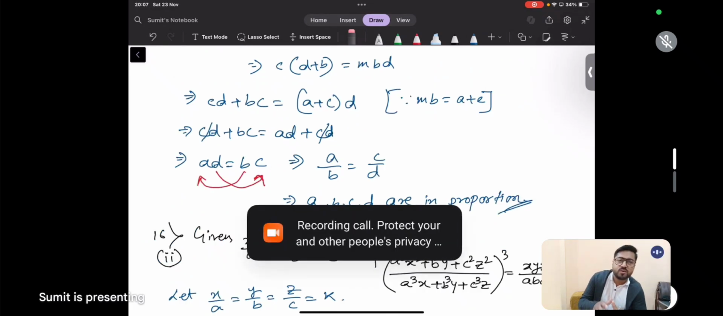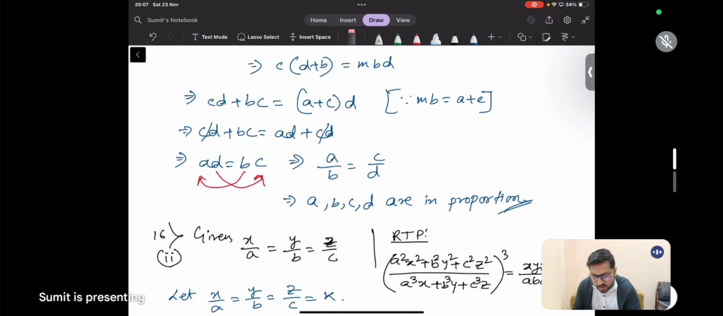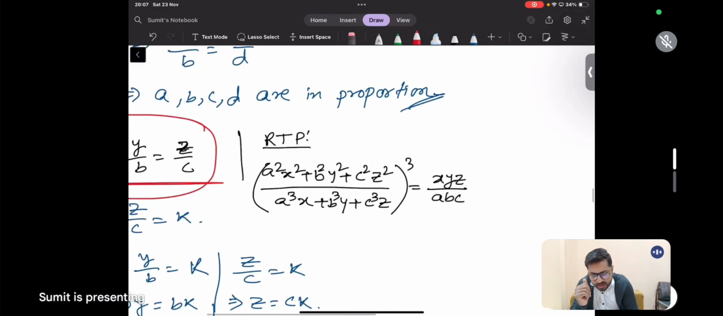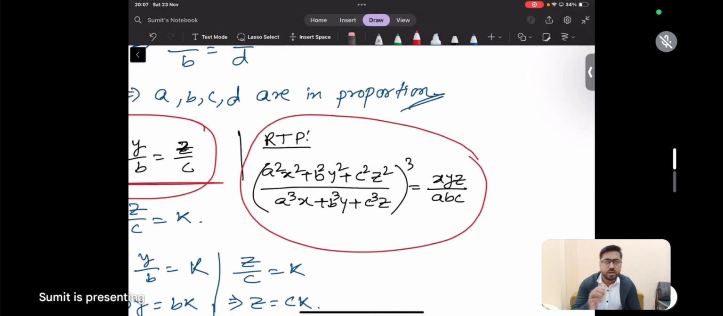তো 16 part 2 কোশ্চেনে কি given আছে? x by a equal to y by b equal to z by c. এর মিনিং কি? এর মিনিং হচ্ছে গিয়ে যে three ratios are equal. With the help of this you have to prove that এই RTP লেখা আছে, RTP মানে কি? Required to prove. You have to solve it.